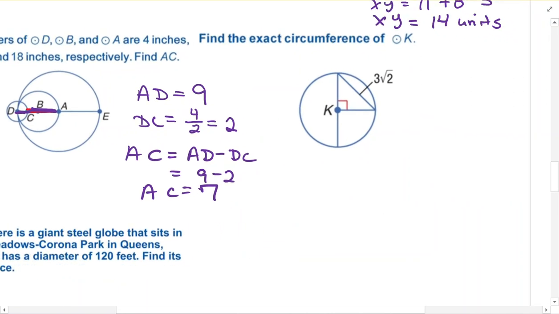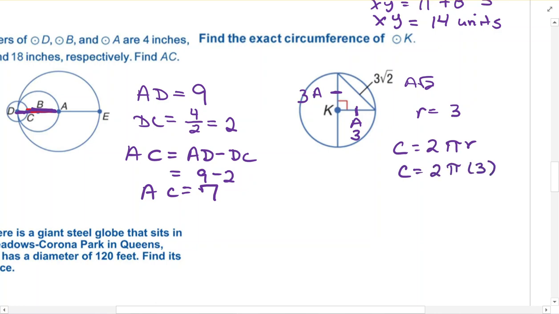The next problem, we know that these two lengths right here are the radius, so they have to be congruent. And if we have two sides that are congruent, we know it's a 45-45-90. So this side would be a root 2, and these two sides would be a. So that would make the radius here 3. So each of these are 3. So to do the circumference, it'd be 2 pi r. So C would be 2 pi times the radius, which is 3. So the exact answer would be 6 pi.